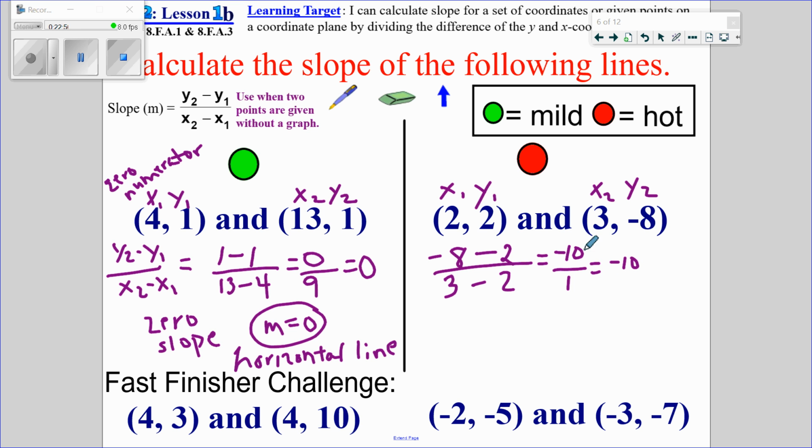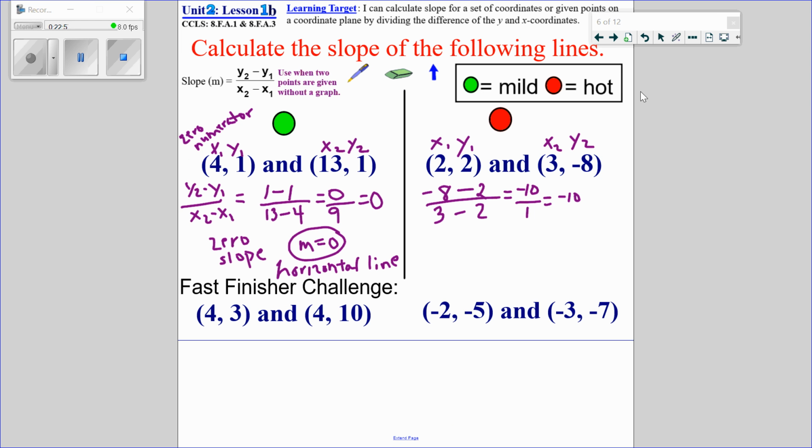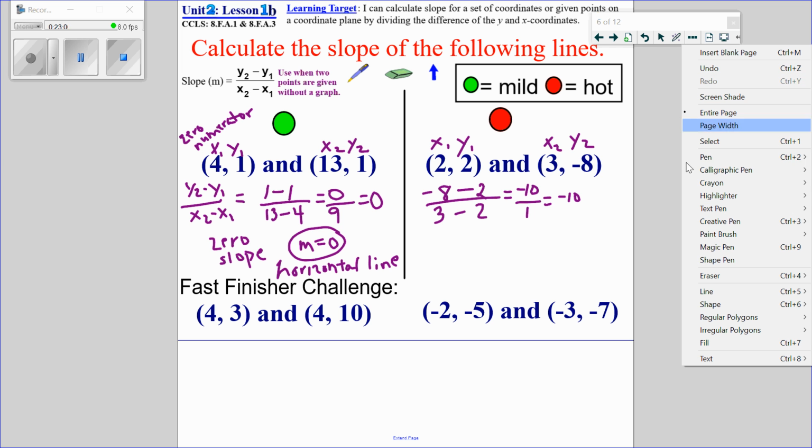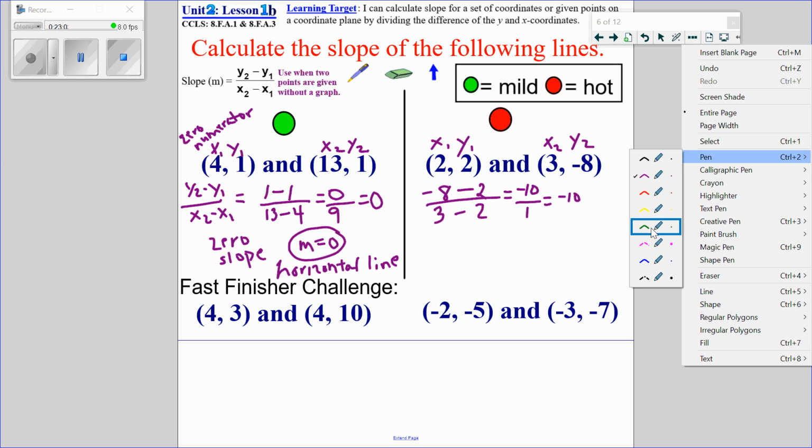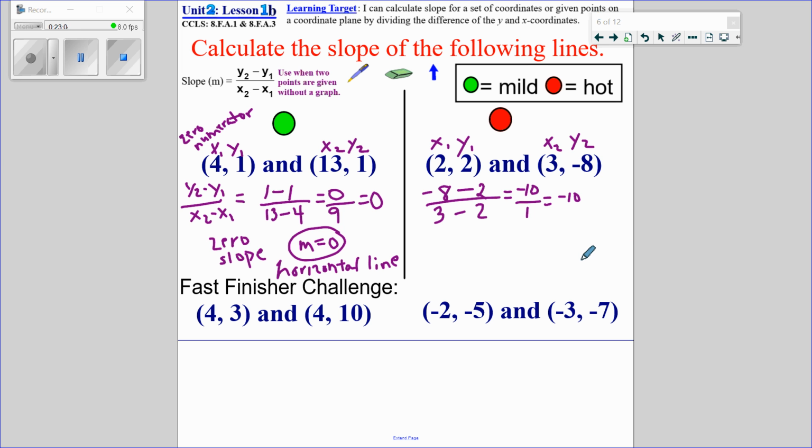Now we're going to go to the fast finishers. I find them to be very good examples, so we're going to use them. So we'll look at the first one. It says 4, 3 and 4, 10. X1, Y1. I think these should be done as part of your classwork. Again, they're very good examples. X2, Y2.